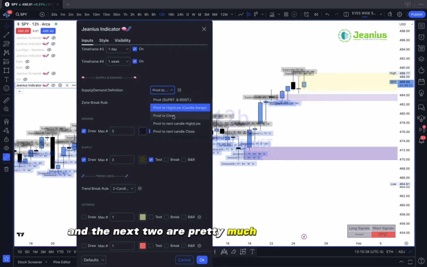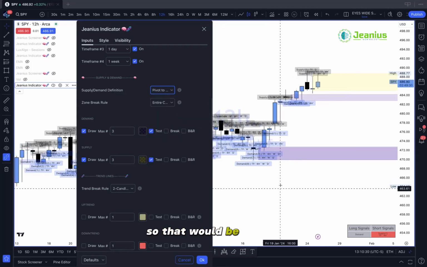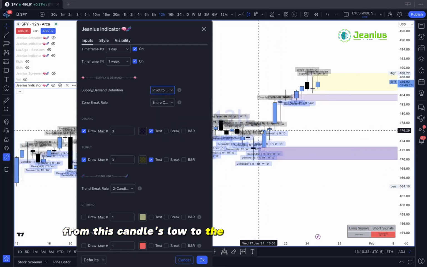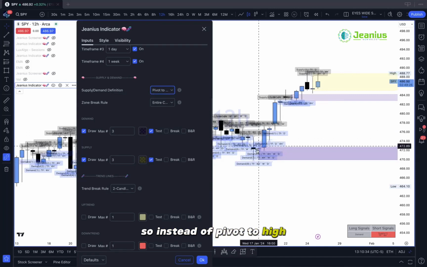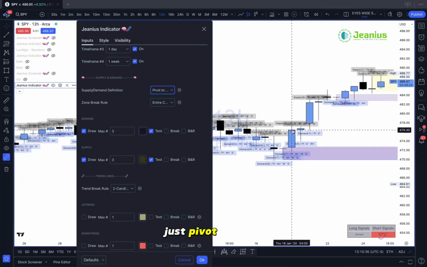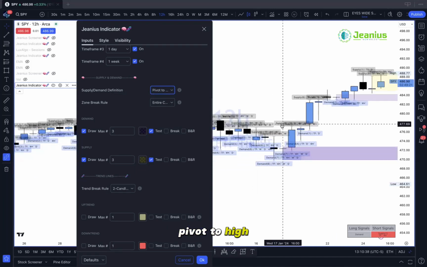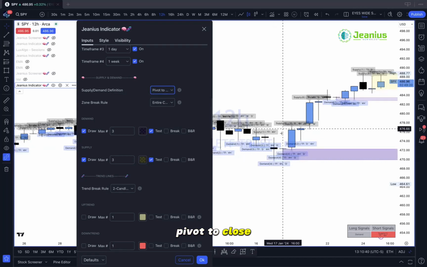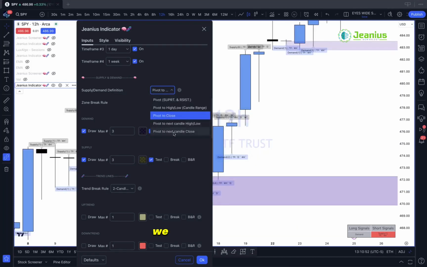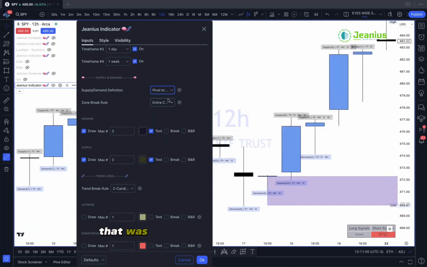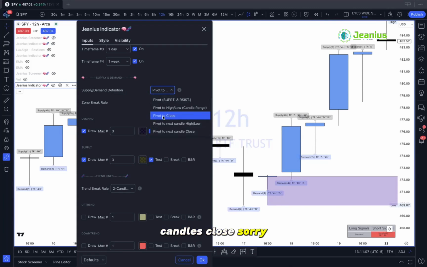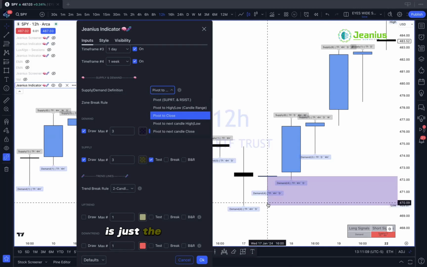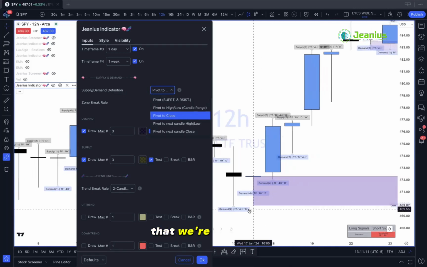And the next two are pretty much just pivot to close. So that would be a pivot from this candle's low to the close of this next candle. So instead of pivot to high, just pivot to close. I think we had this setting first. We had the pivot next candle's close. Oh no, so sorry. That setting that I just described was actually this setting. Pivot to the next candle's close. Sorry. Pivot to close is just the pivot of that specific candle that we're focusing on.